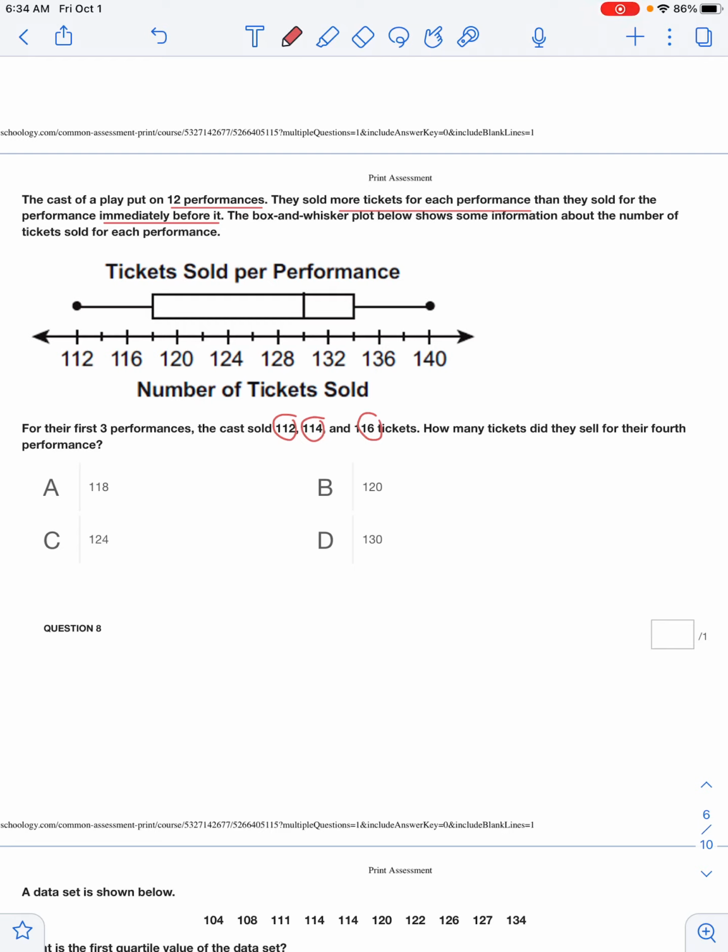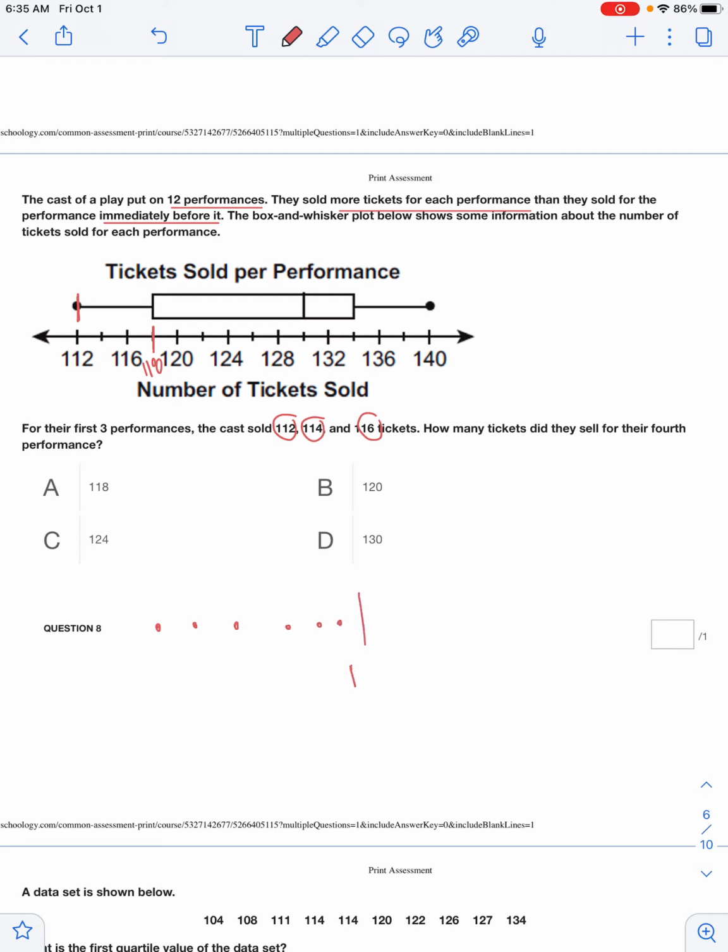So let's see what we know about the box plot here. We can see 112 is the minimum, and we can see that Q1 is 118. Q1 is 118. Now we know in this case that Q1 is going to be the average of the 3rd and 4th data point. And let me explain why. We have 12 data points. I'm just going to draw them as dots.